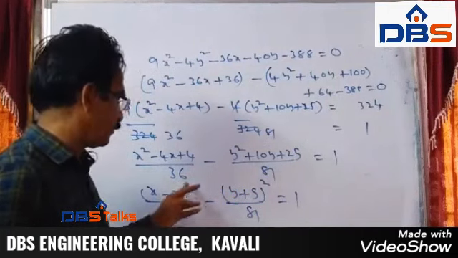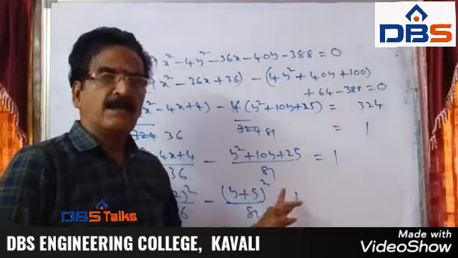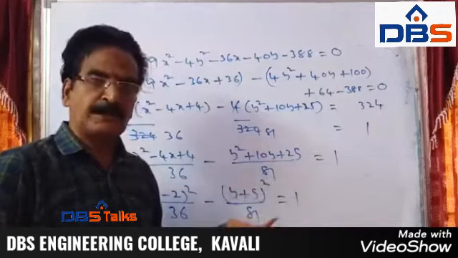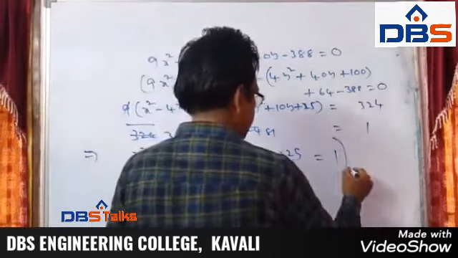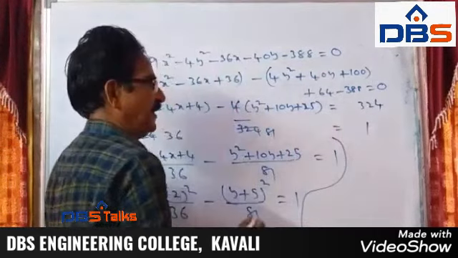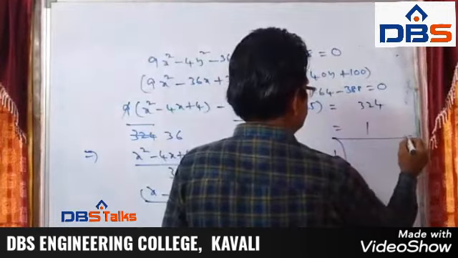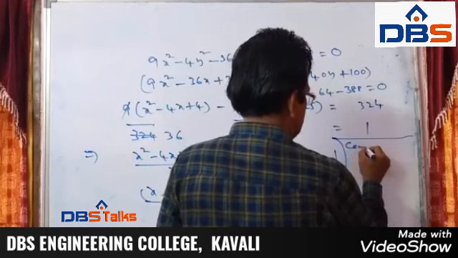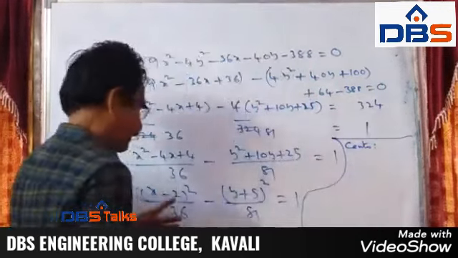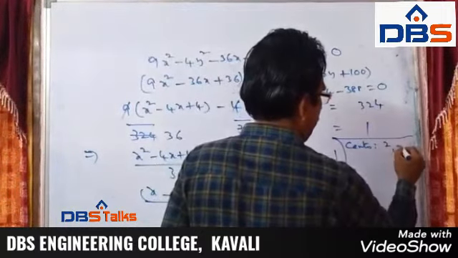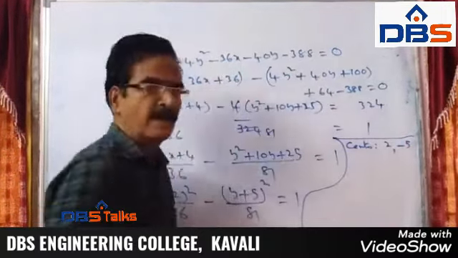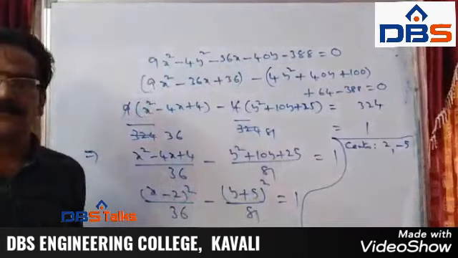X minus h whole square by a square minus y minus k whole square by b square is equal to 1. So here we can write all the things. First, friends, the center. What is the center, friends? H comma k, that is 2 comma minus 5. Center 2 comma minus 5.